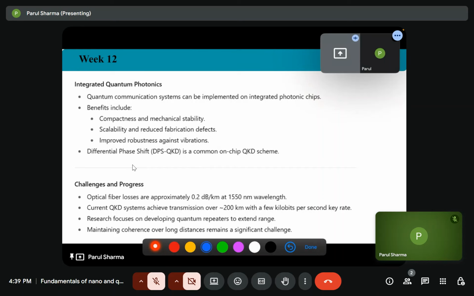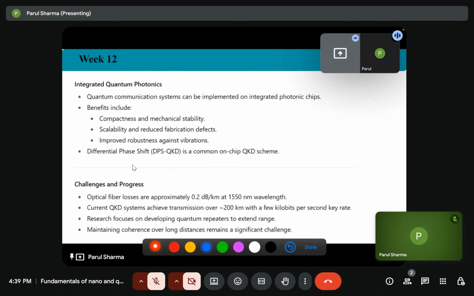So now, if we will have the integration of the chips, that will minimize the defects, and it will be more robust and reliable against the vibration. So, differential phase shift, DPS QKD, is a common on-chip QKD scheme.